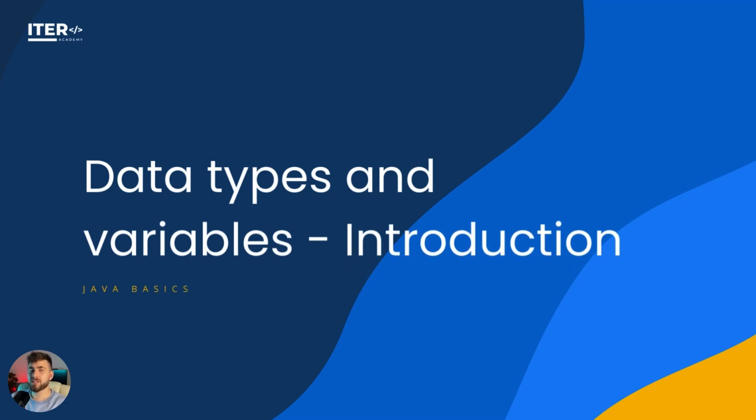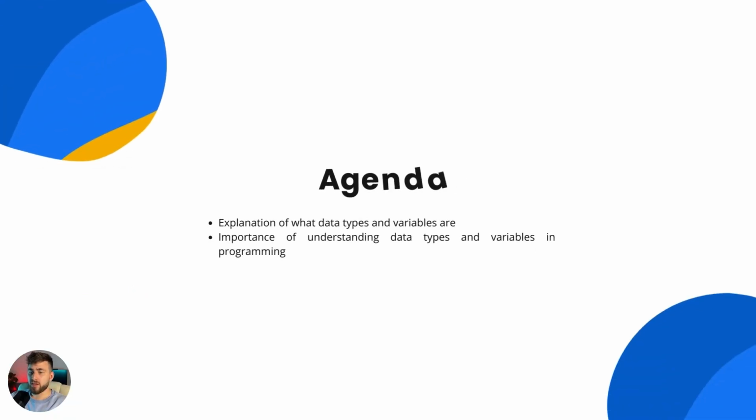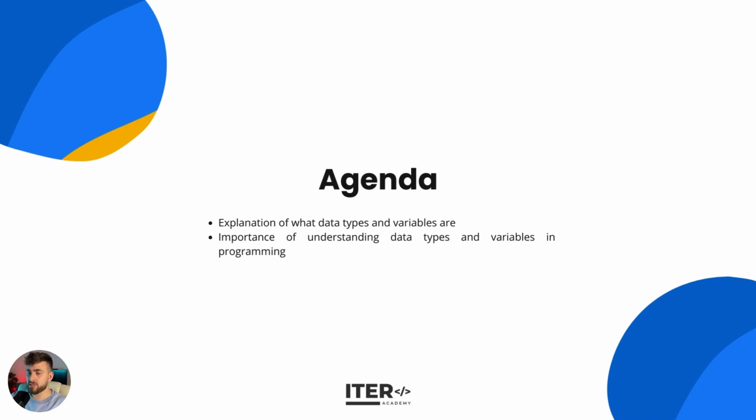In this lesson, we'll be covering the fundamental concepts of data types and variables. This lesson is just a brief overview, and we will discuss all the details of data types and variables in Java in future lessons. During this lesson, we'll discuss the following topics. The first one is the explanation of what data types and variables are. And the second one is the importance of understanding data types and variables in programming in general.